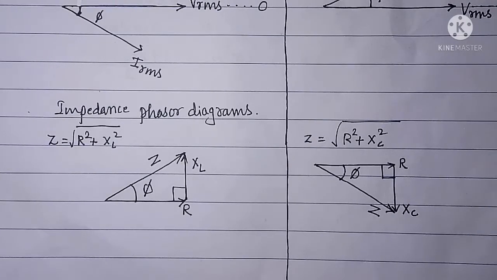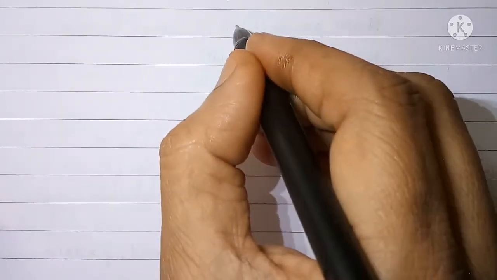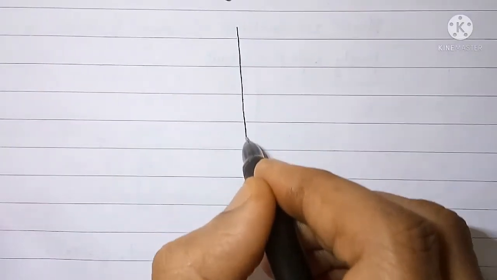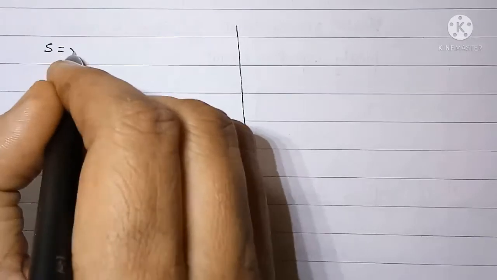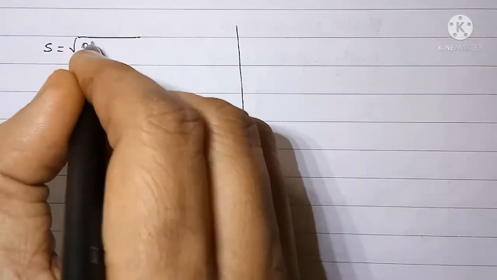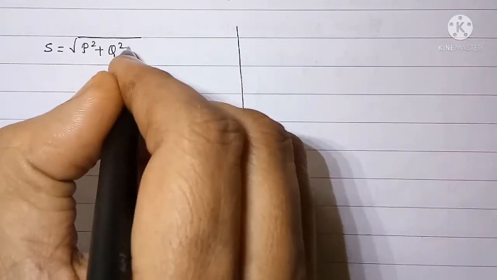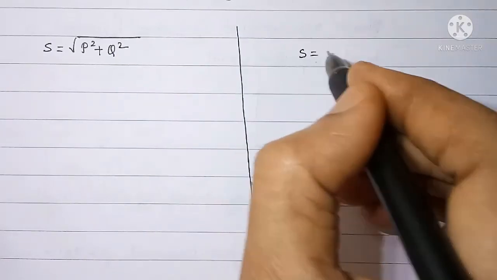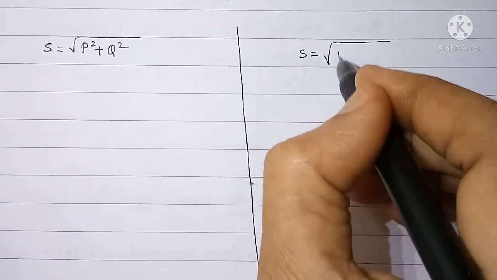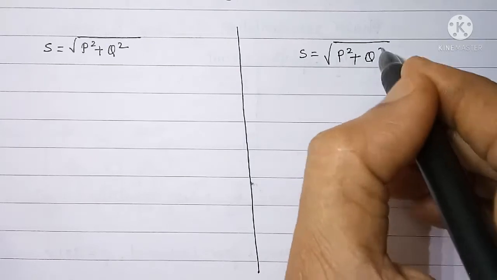In the same way, we can draw power phasor diagram also. Again, we will have here a division for RL circuit and RC circuit. We know that S equal to under root P square plus Q square. Here also S is equal to under root P square plus Q square.